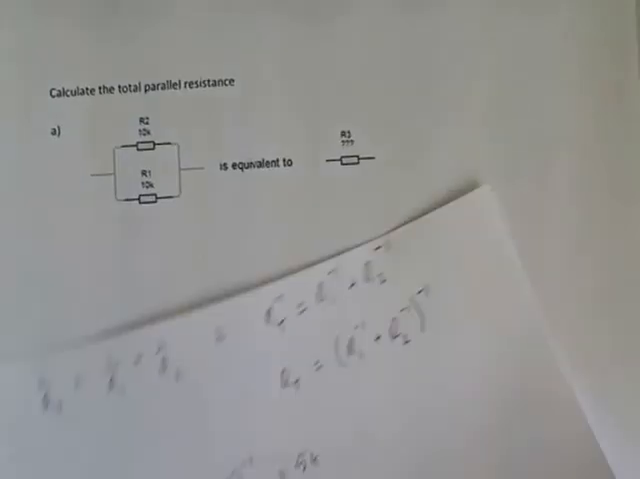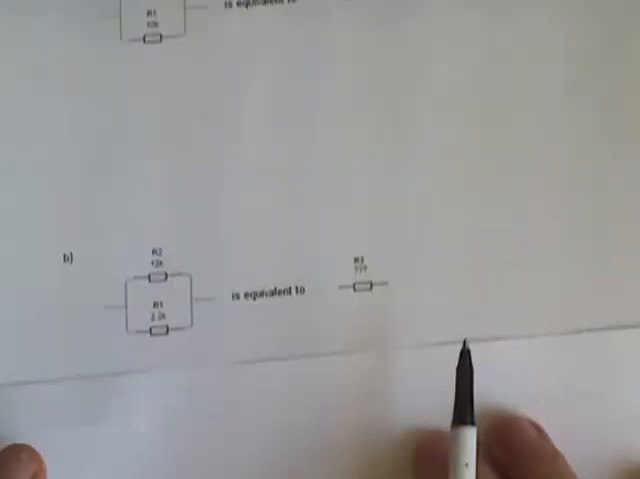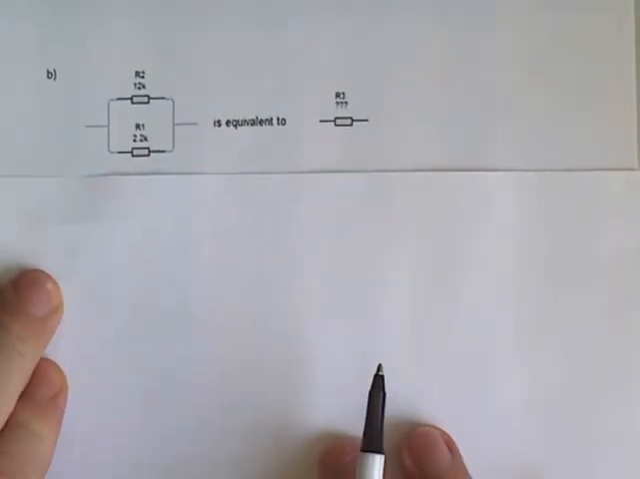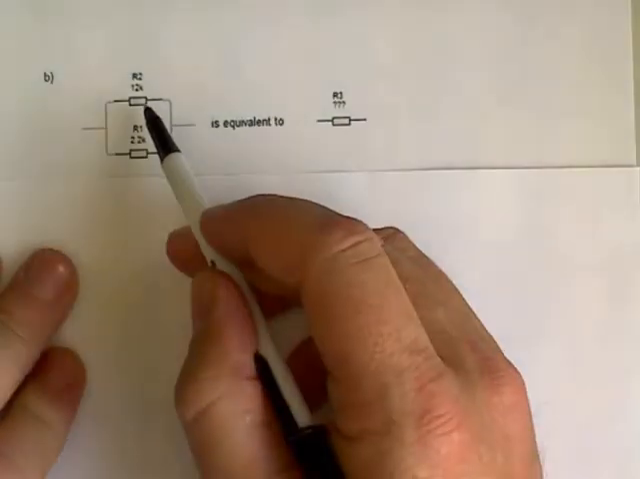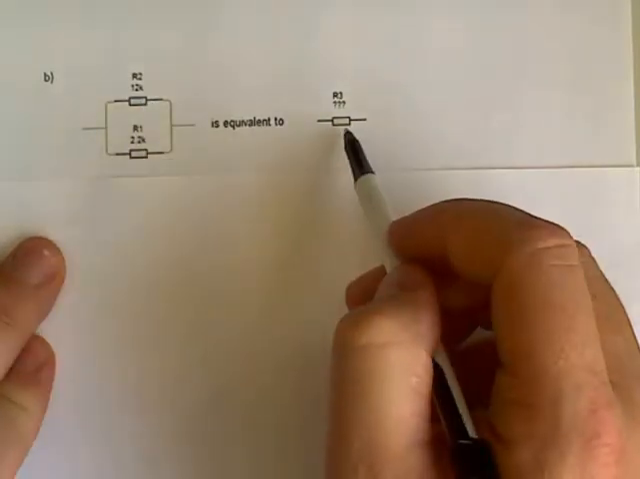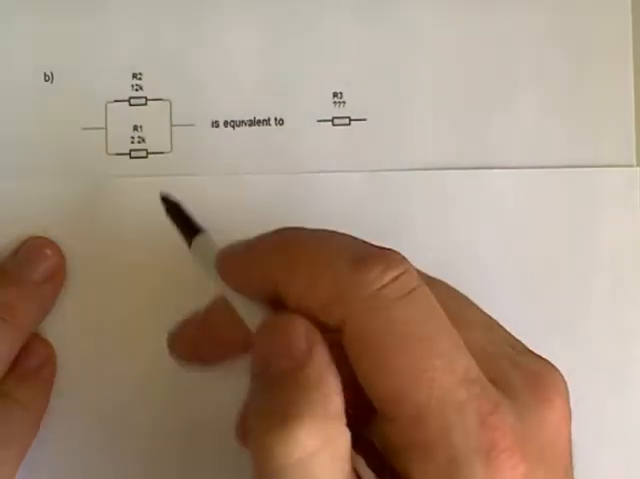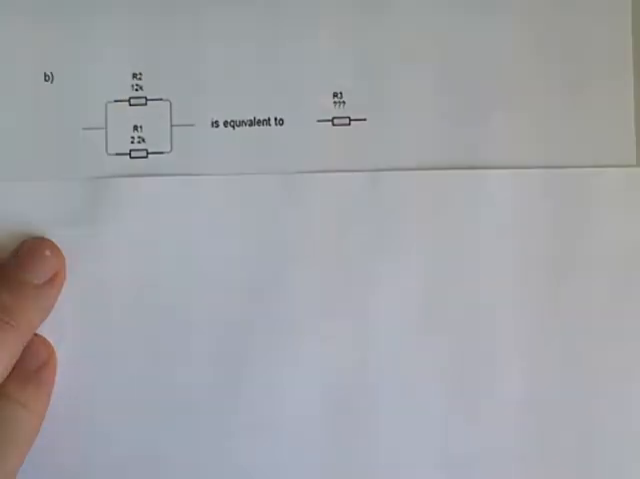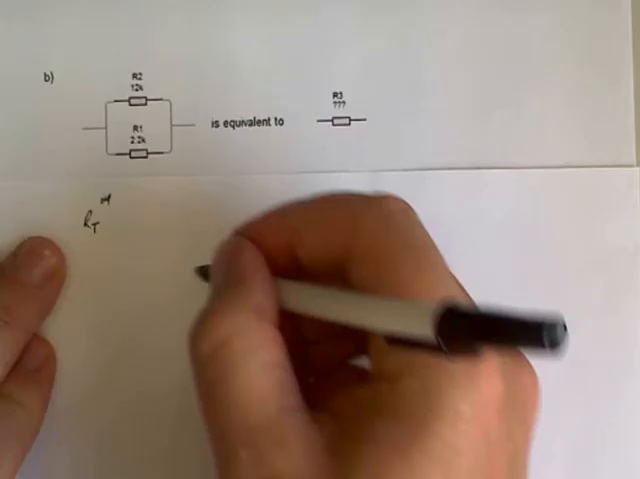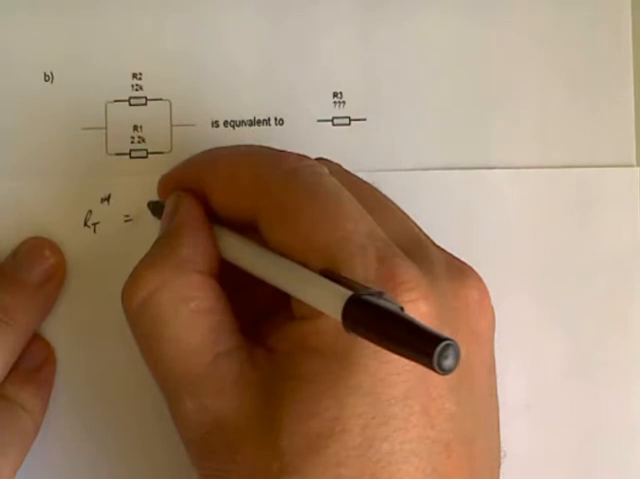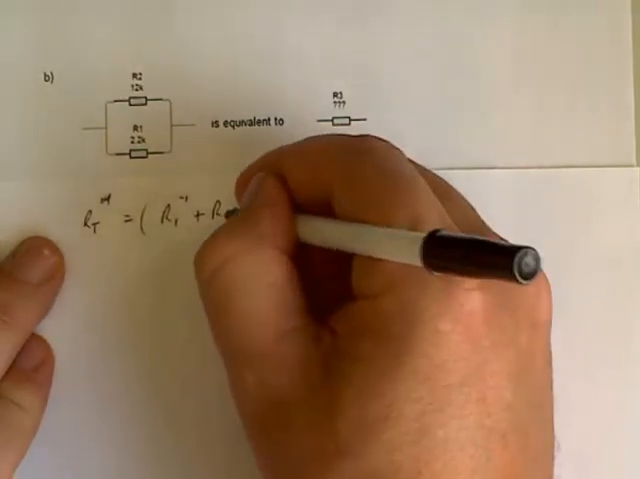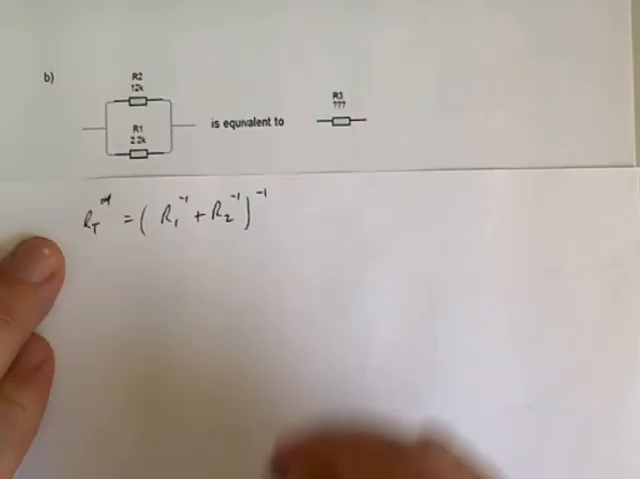Let's do another one for good measure. This one will be a little bit more difficult because they're not equal resistors. In this case I've got a 12k and a 2.2k, and there's some equivalent resistance that's equal to those two resistors in parallel. So, RT is equal to bracket R1 reciprocal plus R2 reciprocal, and take the reciprocal of that.